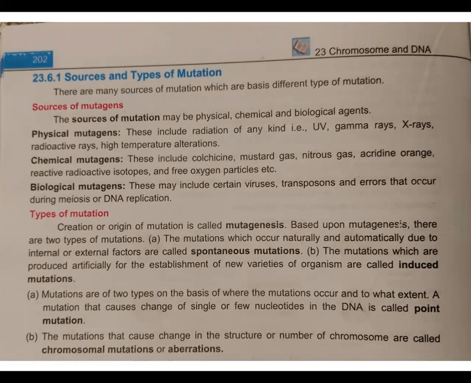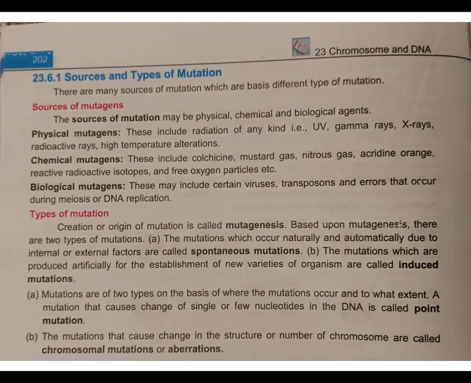Number 1, spontaneous mutations, which occur automatically due to internal or external factors. The other mutations are called the induced mutations, which are produced artificially for the establishment of new varieties of organisms. So these are done intentionally.